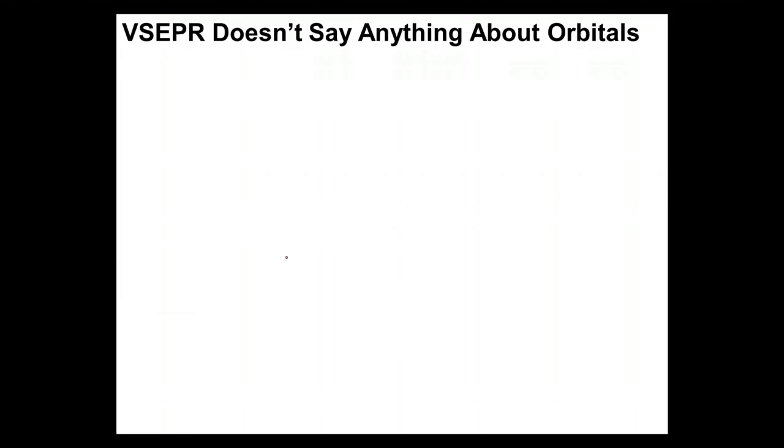In a previous video we mentioned that VSEPR wasn't saying a thing about orbitals. And that's kind of strange, since we've really seen that electrons can't be localized in space. We have to think of them as being areas of probability where we're likely to find an electron.